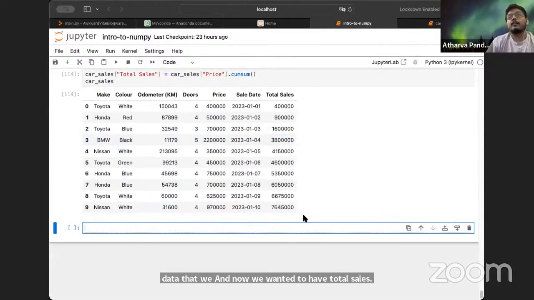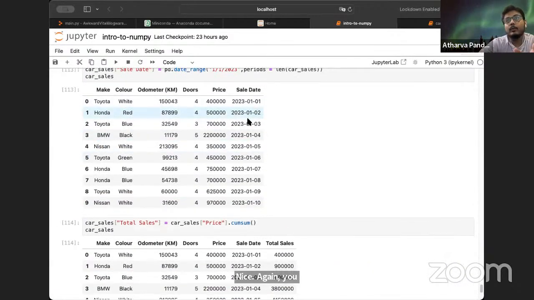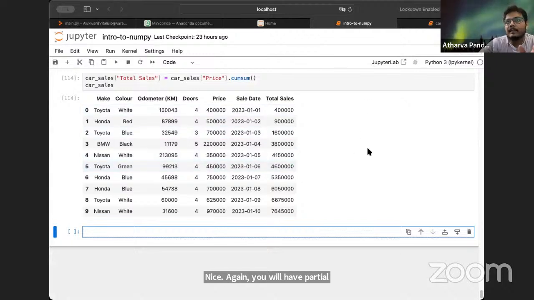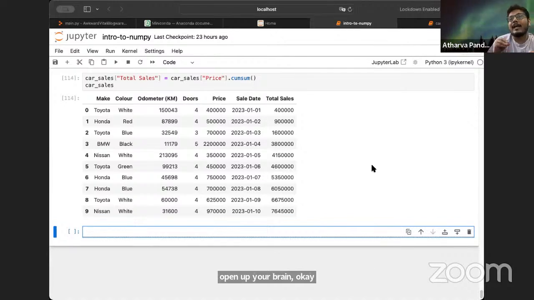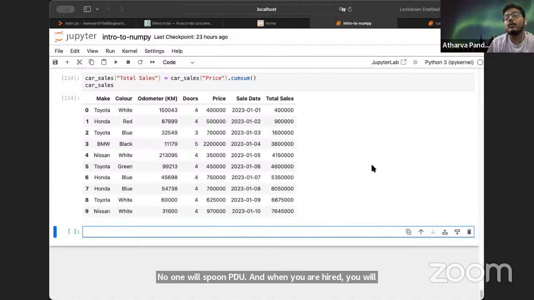Guys, again, you will have partial data. You need to derive meaning out of that data. For that, you need to open up your brains, okay? No one will spoon feed you. And when you are hired, you will possibly be working alone on this data. So no one will tell you, oh, do X and Y like this. You need to think, okay? You need to develop this thinking.